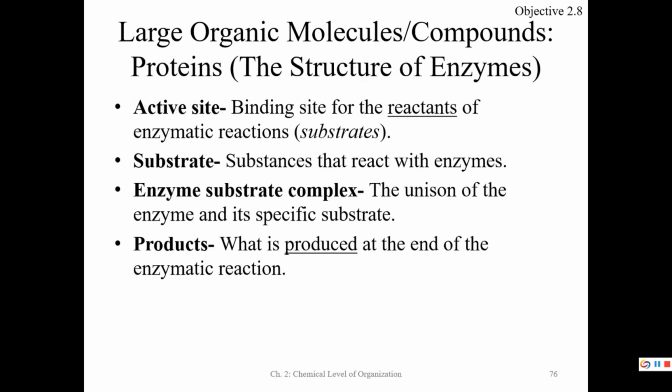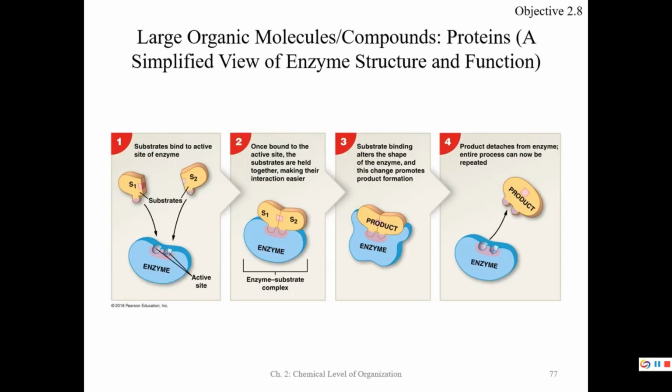Okay. The active site is where the substrate binds. That is the reaction site. That is the binding site for substrates. The substrate is the substance, the reactants that react with enzymes. The enzyme substrate complex is when we take the enzyme and its active site and we bind them together, and we have the active site of the enzyme with substrates bound to it. That is called the enzyme substrate complex. And then whatever is produced by the end of the enzyme reaction is called the product, or the products.